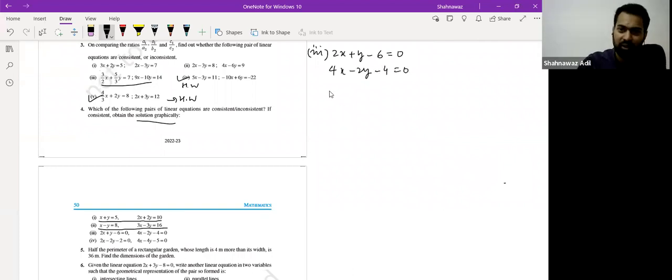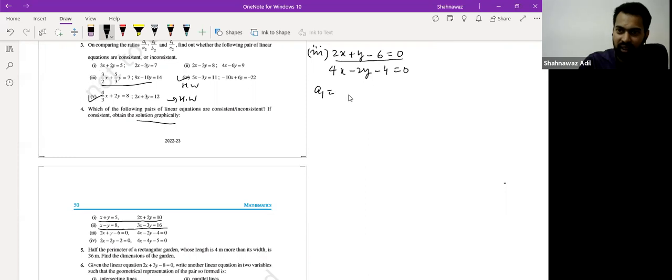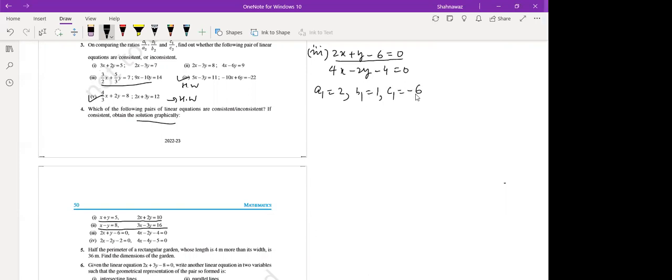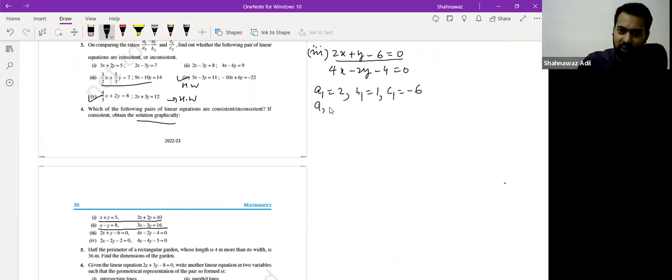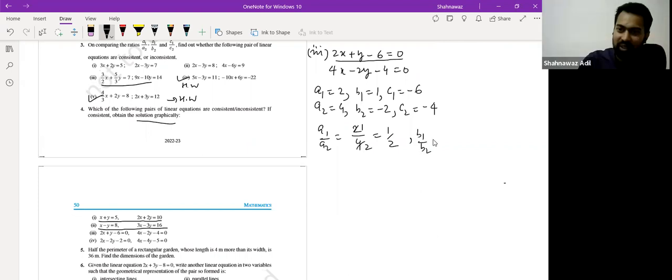Okay. So, Rizwan, what is A1? Yes, sir. 2. Right. So B1 is what? 1 and C1 is minus 6. Right. And A2 is what? 4. Right. So B2 is? Minus 2. So C2 is minus 4. So A1 by A2 is what? 2 by 4 is equal to 1 by 2. And B1 by B2?